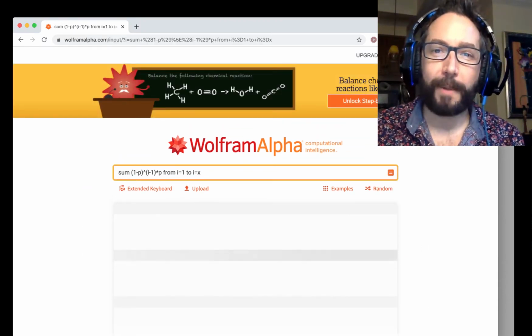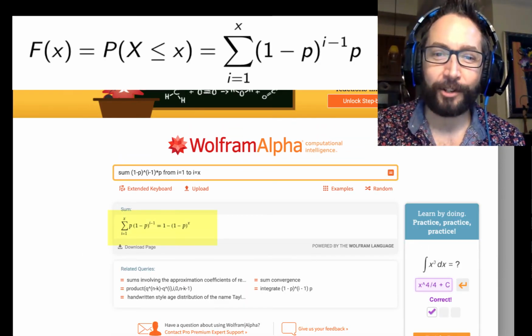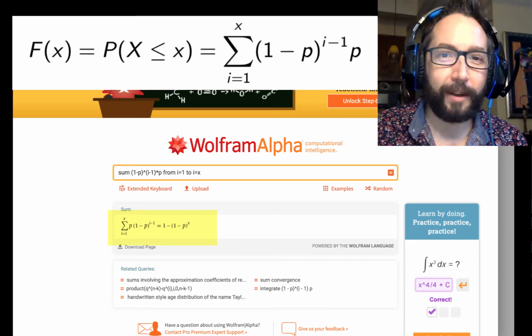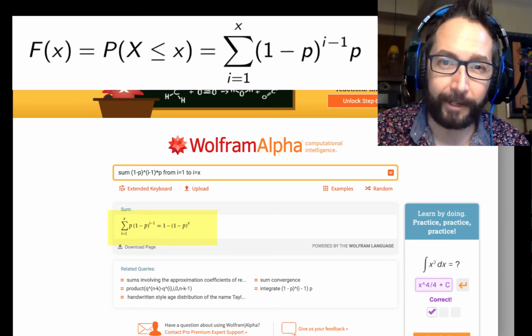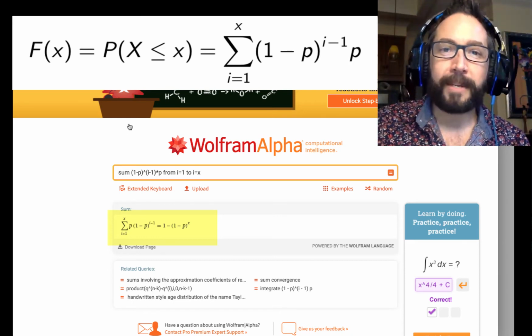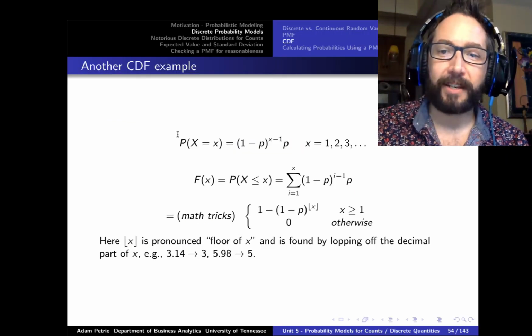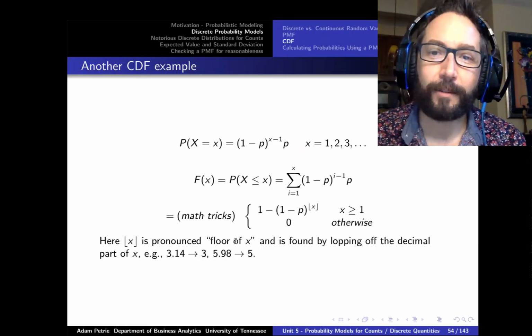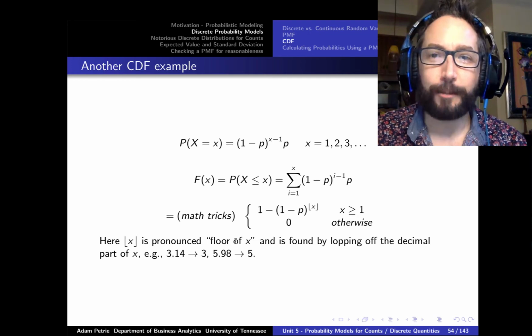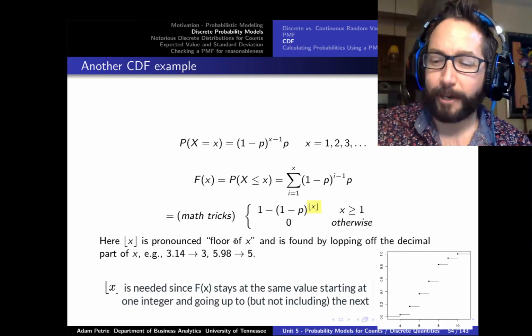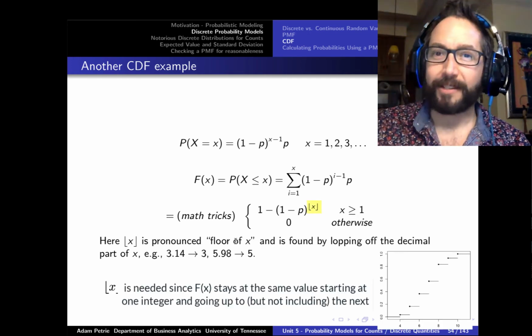Once we ask Wolfram Alpha, hey, figure out this answer, it uses its whole suite of mathematical tricks for evaluating tricky quantities, and we immediately get out that the formula for the CDF is equal to 1 minus p raised to the x power. Now, I've tweaked that expression just a little bit on this slide here.